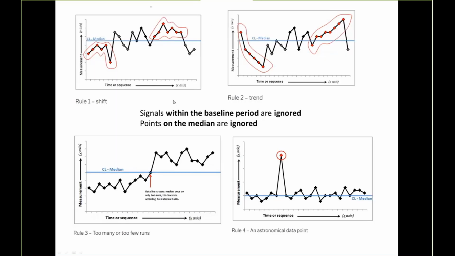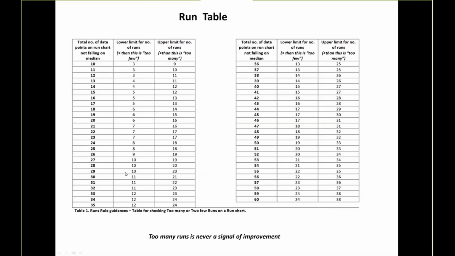Just going back to that third rule there, it's a table which you can use. So depending on how many data points you have, this will tell you how many runs you should expect to see if there's no special cause variation. And normally, too many runs is never a signal of improvement. Normally that suggests there's some sort of inherent variation within the system, such as 2 different people working on the same process, one during the day, one at night, that kind of thing. We usually tend to look at the too few runs. That's an indicator of improvement.